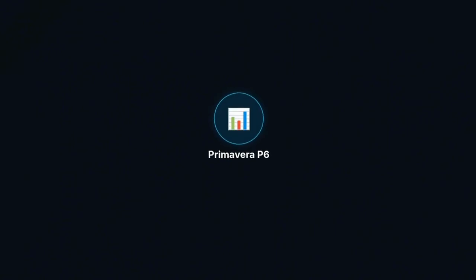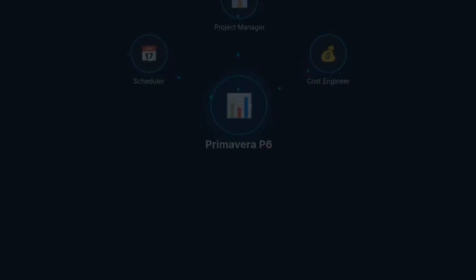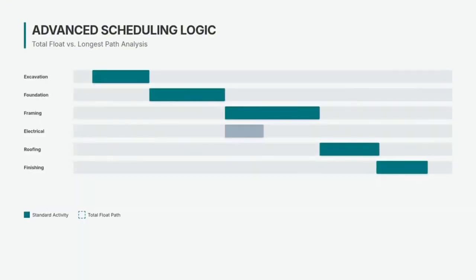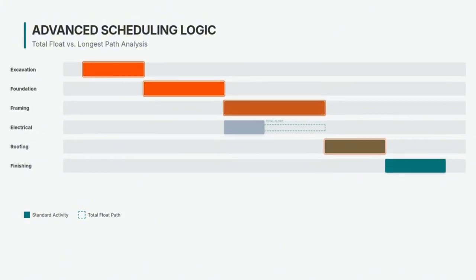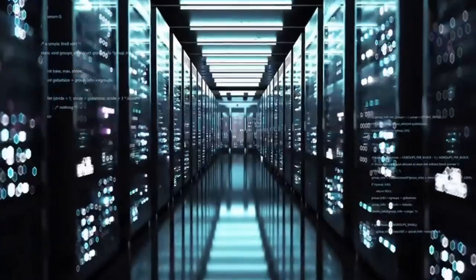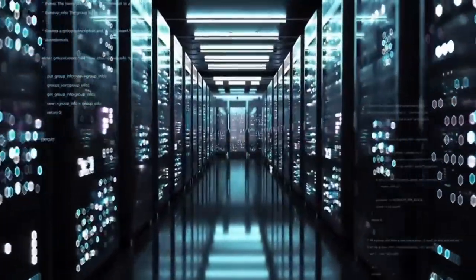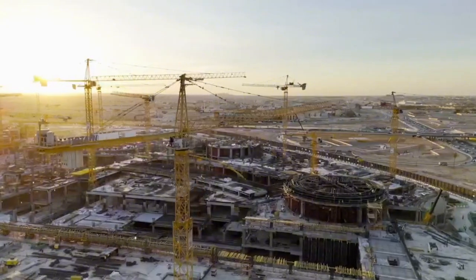Crucially, P6 is built for simultaneous collaboration. Multiple schedulers and cost engineers can work in the same project in real time. For technical schedulers, P6 offers advanced longest path calculations, which are more accurate for complex construction logic than total float. For data center construction, oil and gas, infrastructure, and large-scale MEP projects, Primavera P6 is non-negotiable. It is the global industry standard.